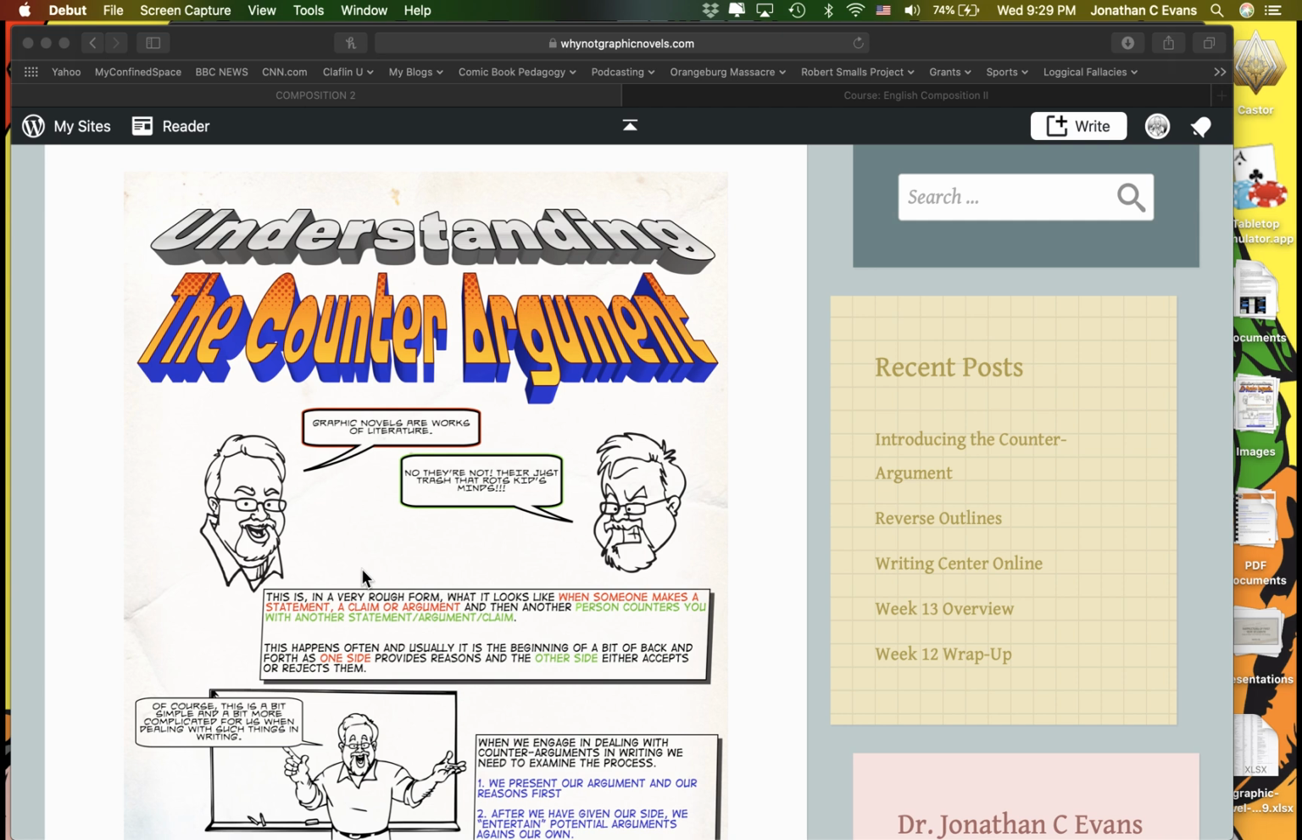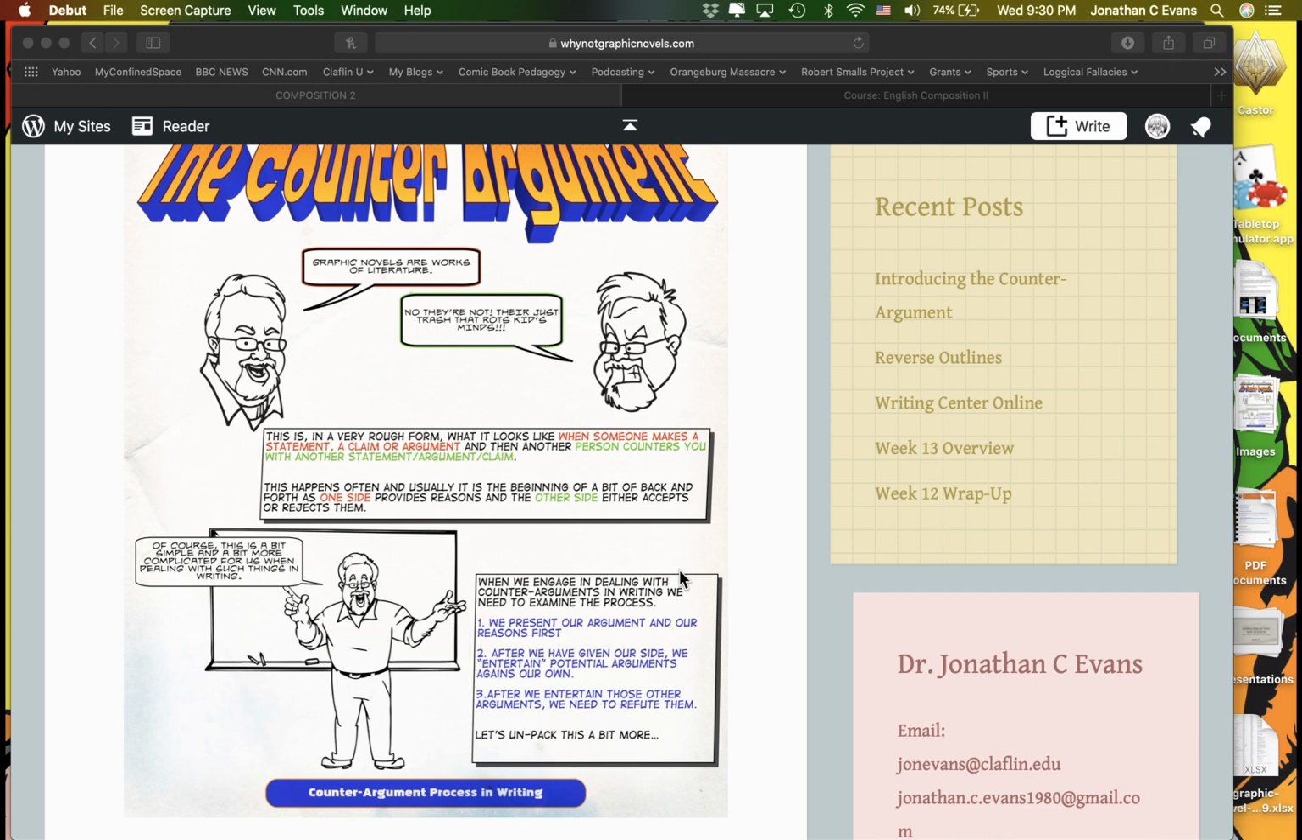Okay. You'll see here, just to begin with, I have two versions of my talking heads where one version of me is saying graphic novels are works of literature, and the other version of me is angrily saying, no, they're not. They're just trash that rots kids' brains. I put that in red and green. This is a very rough form of what it's like when someone makes a statement, a claim, or an argument, and then another person counters you with another statement or argument. Of course, this is the, shall we say, less cordial side of it.